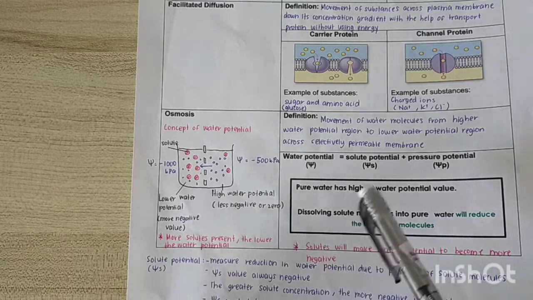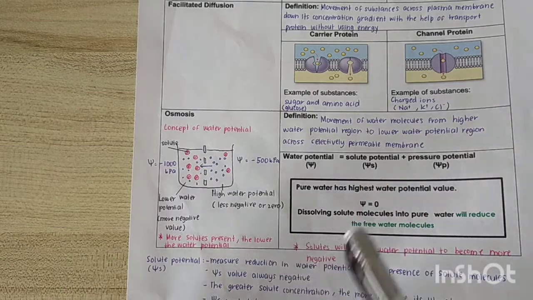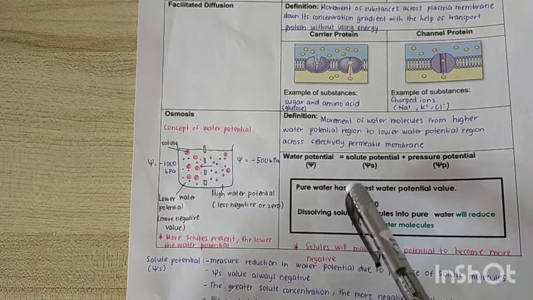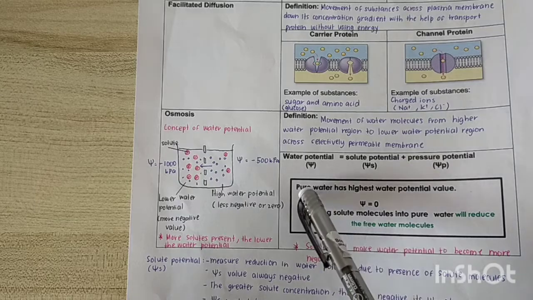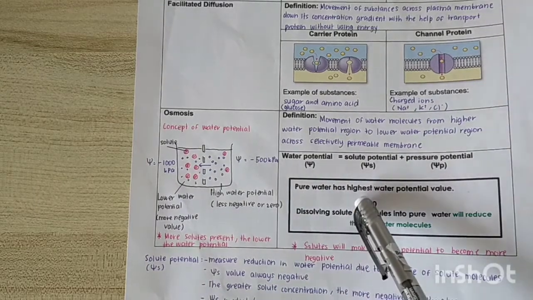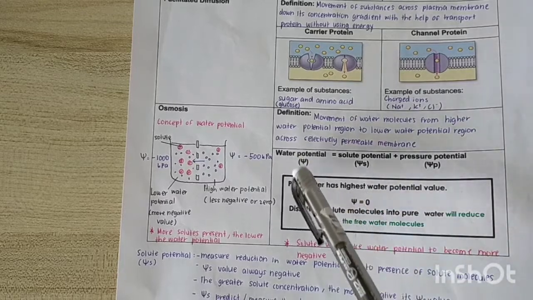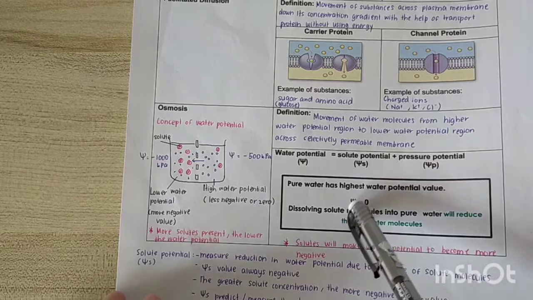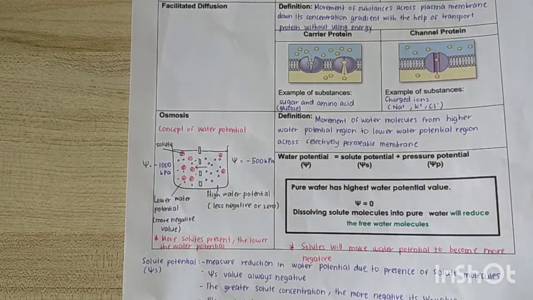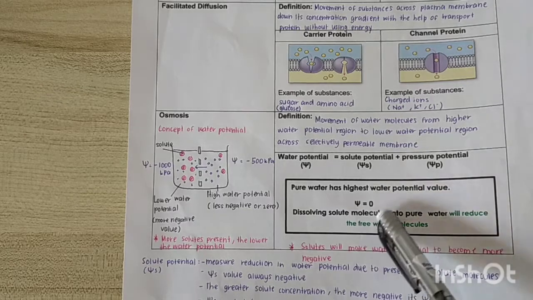Okay, so how do we consider whether the water potential is higher or lower? Actually, it depends on the dissolving solute inside the solution. Okay, so kalau awak tengok for this one, pure water has the highest water potential value. You have to remember the symbol for water potential is psi. So the symbol is like this. So the water potential of pure water is highest, which is equal to 0.